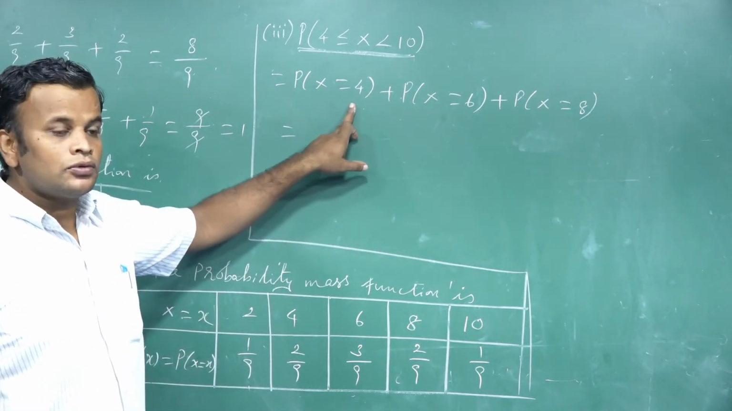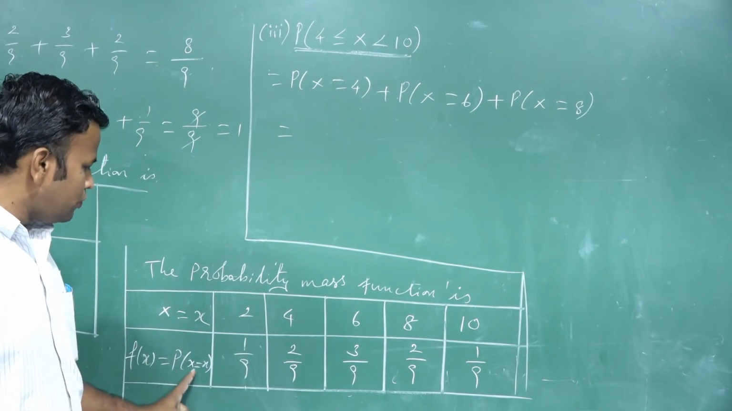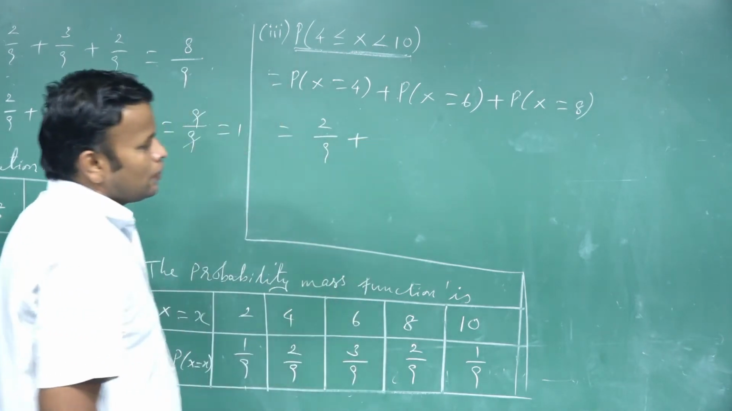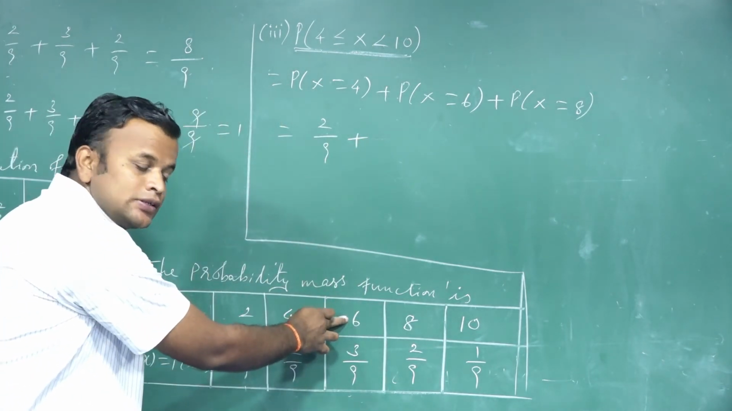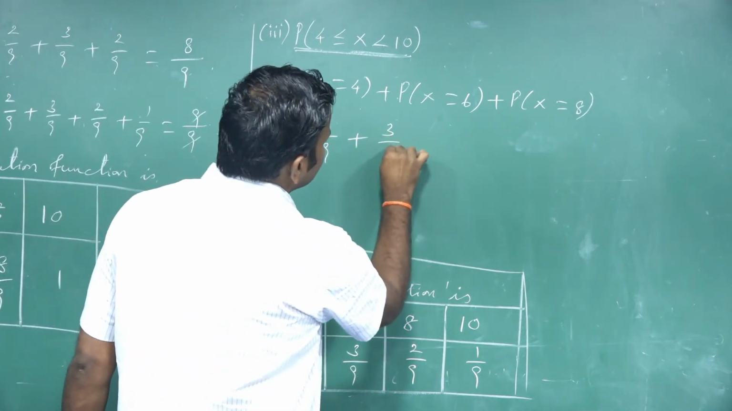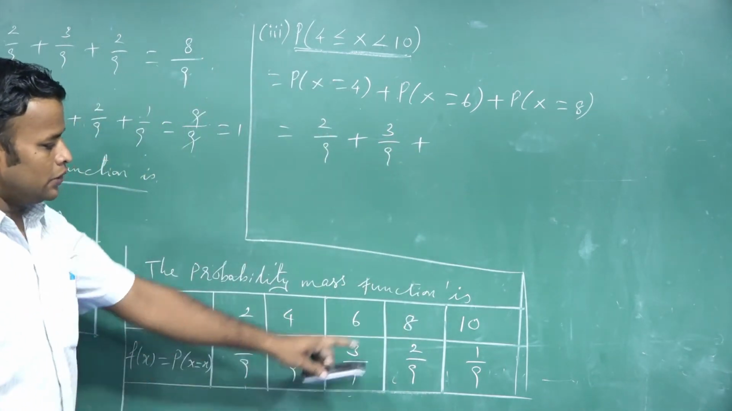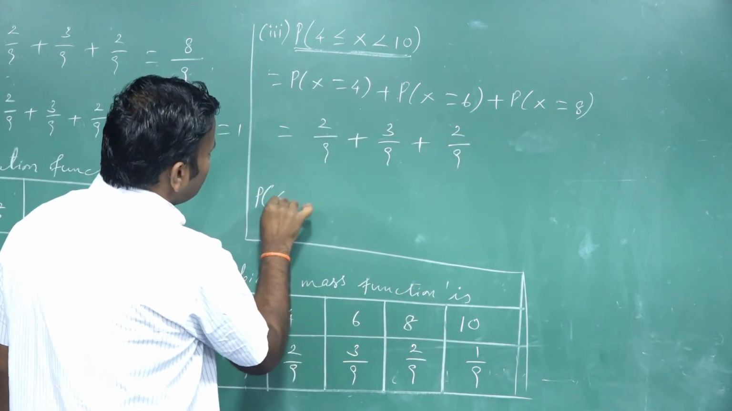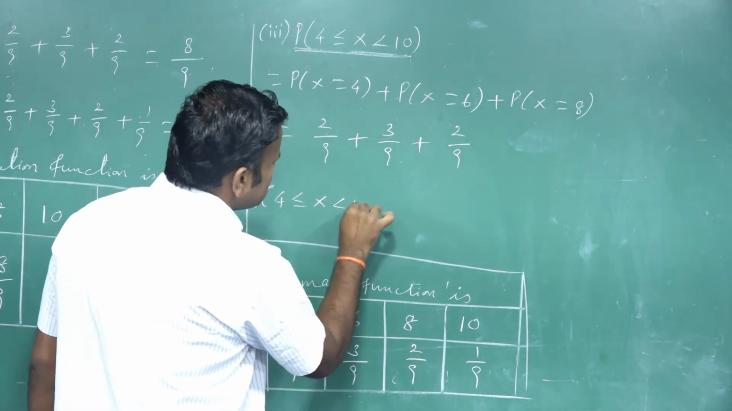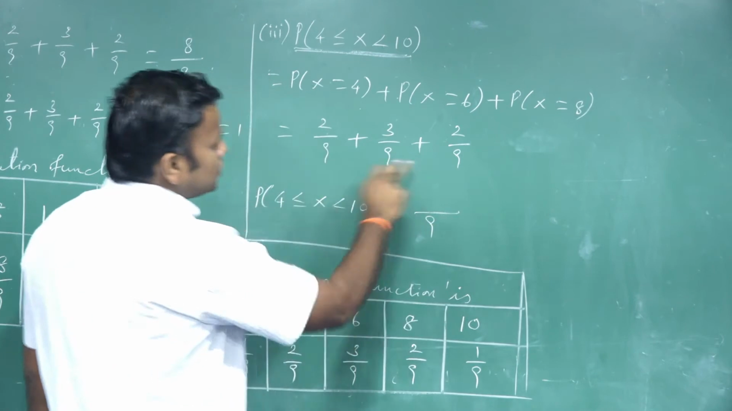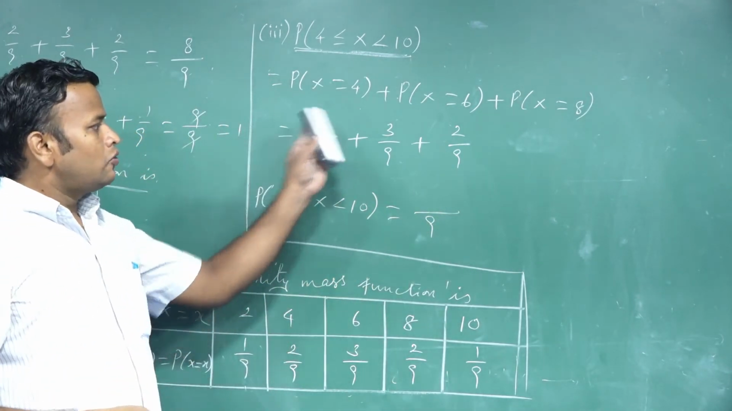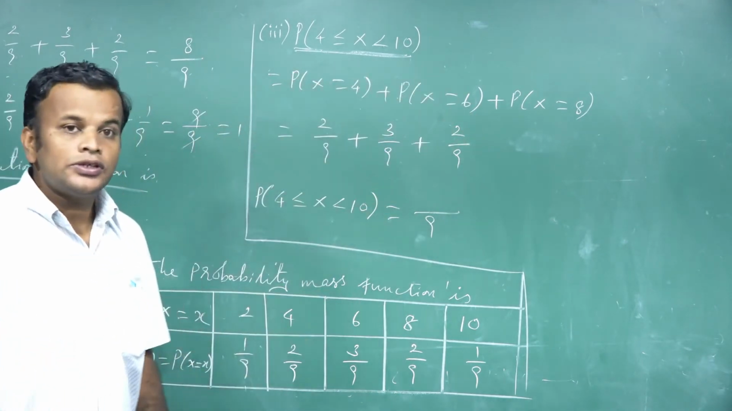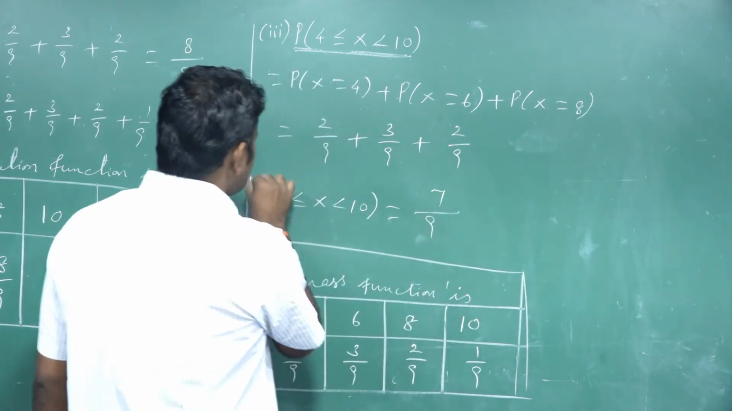P of x equal to 4. When x is 4, what is the probability value? P of x equal to 4 is 2 by 9, plus P of x equal to 6. When x is 6, the probability value is 3 by 9. P of x equal to 8 is 2 by 9. So P of 4 less than or equal to x less than 10, the denominator is 9, I add the numerators. The numerator value is 2 plus 3, 5. 5 plus 2, 7. So that value is 7 by 9.